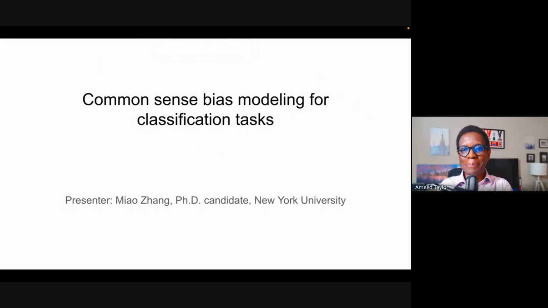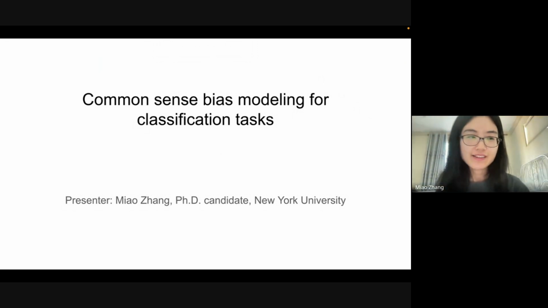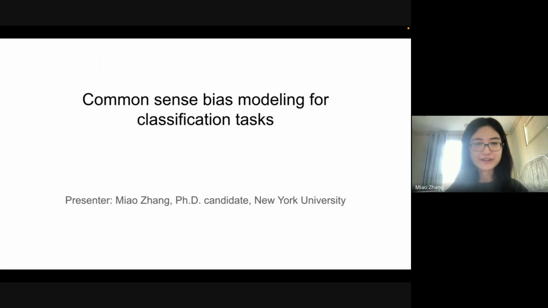Okay, so we shall start, I guess. The title of the project is Common Sense Bias Modeling. Frankly speaking, before working on this, I did not even know what common sense is. It seems like a very big concept, so I searched on Wikipedia. It says it's the kind of knowledge or information that is shared in human society, not necessarily spoken or written, but everyone knows about it.